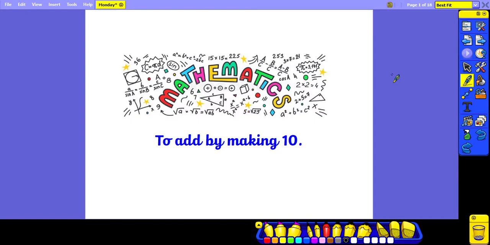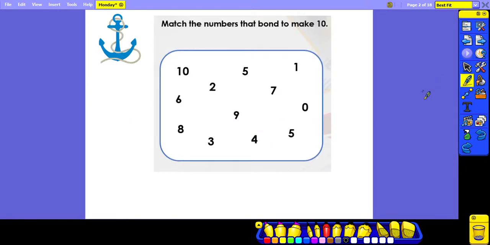In today's lesson, we are learning to add by making 10. We're going to begin with the anchor for learning. I would like you to match two numbers that add together to make 10. Now, there are quite a few answers here, so pause the video and see if you can find them all. And I'm now going to go through the answers.